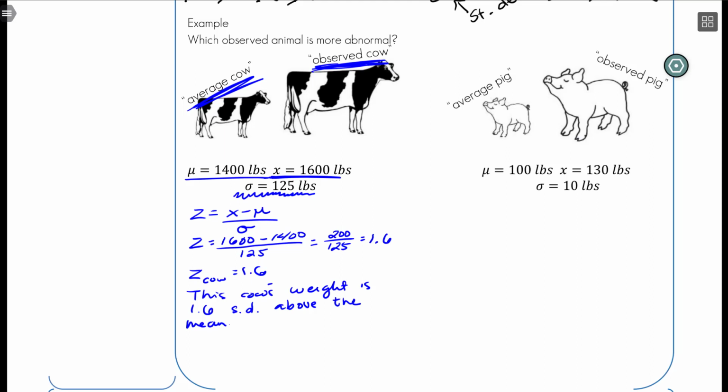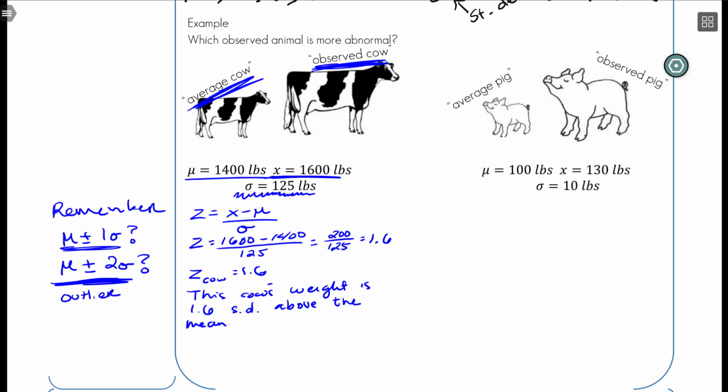Now, why would I say it's unusually heavy? Well, do you remember from previous lectures, we said that I can identify unusual individuals by looking at how many standard deviations away they are from the mean. That's exactly what we're doing now. If an individual is more than one standard deviation above or below the mean, then they would be considered unusual. Anybody considered 2 standard deviations away from the mean, above or below, would be considered an outlier, right? Thus, this cow is unusually heavy because it's not quite an outlier. It's not more than 2 standard deviations away. It's only 1.6 standard deviations away. So it is unusually heavy.